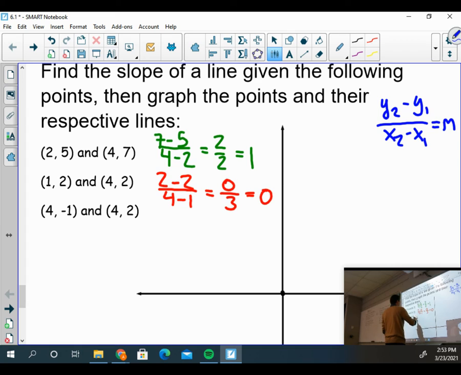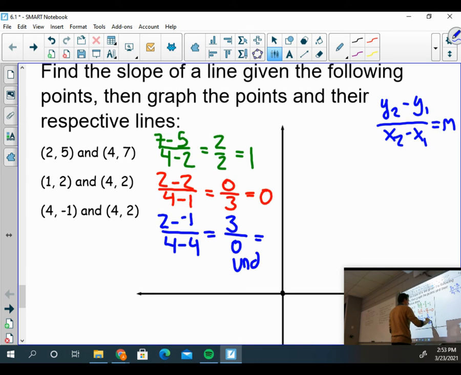My last set of points, we have 2 minus negative 1 over 4 minus 4, which gives me 3 over 0, which is undefined, because we cannot divide by 0. Remember, 0 divided by anything is 0, but you cannot divide something by 0. 0 can never be the denominator in a fraction. That is undefined. And again, do not get tripped up if we look at the one in blue. Again, 2 minus negative 1, minus a negative produces a positive, which gives us the 3 over 0.